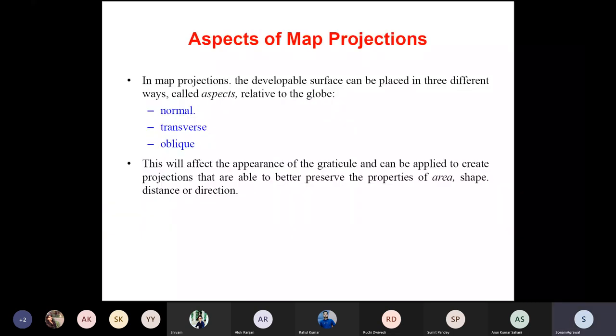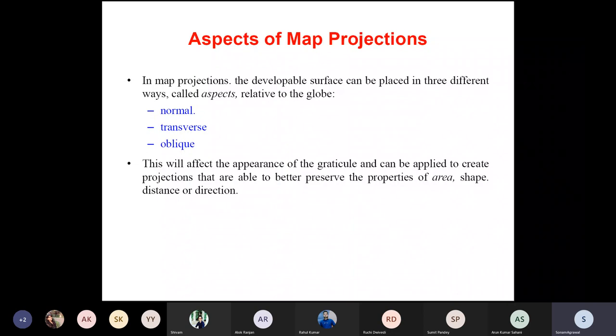Now we have to start from this point today, which is about the aspect of map projection. How are we going to place the developing surface around the globe? The first one was whether it can be cylindrical, conic or planar. Now, what will be the angle of the developing surface from the polar axis? On the basis of that, this type of classification is given. In map projection, the developable surface can be placed in three different ways, called aspects, relative to the globe: normal, transverse, and the third one is oblique. This will affect the appearance of the graticule and can be applied to create projections that are able to better preserve the properties of area, shape, distance, or direction.